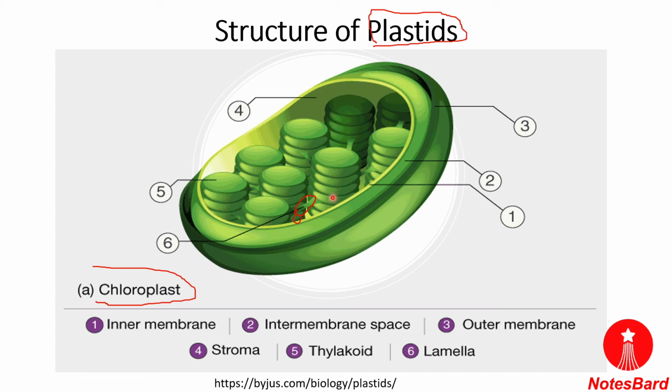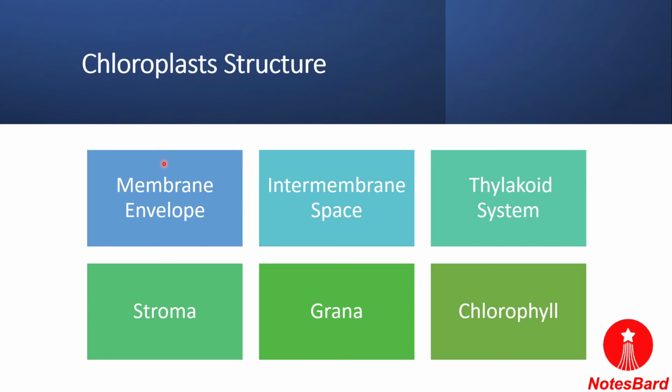Now next, we will be discussing the structure, which has various parts, for example the intermembrane space and the inner membrane. We will discuss in detail what these are and what their functions are. This represents the chloroplast structure. There is a membrane envelope, and an intermembrane space, which is present between the inner membrane and the outer membrane. Then the chloroplast has the thylakoid system, the stroma and grana we have already discussed, and then the chlorophyll, which is the main pigment that gives green color to the plant.